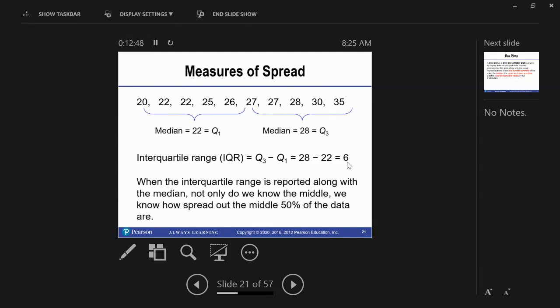When the interquartile range is reported along with the median, now you know not only the middle of the data, but you also know how spread out the middle 50% of the data are. So this IQR tells us the spread for the middle 50% of our data.